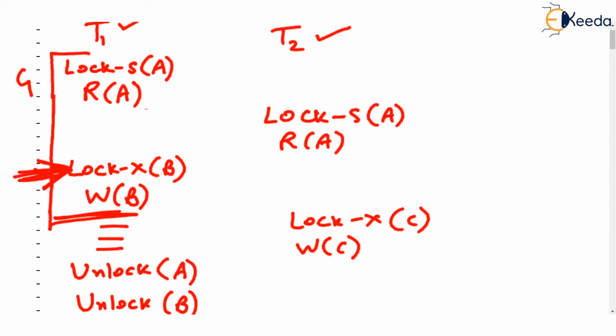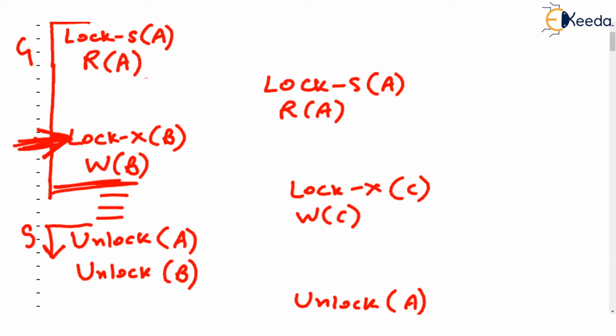But later it starts unlocking something. Once T1 starts unlocking, it can only unlock. It can't acquire any lock now. Then this is the shrinking phase. You can see that once T1 starts unlocking, it continuously only unlocks the locks that it had acquired. So T1 obeys the two-phase locking protocol.